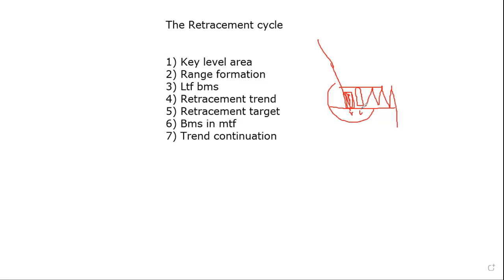Whenever a range is formed, the next thing you want to see is this. You want to go down to the lower time frame. So I'm talking about number 3, lower time frame break in market structure. You want to go down to the lower time frame and look for your break in the market structure. Remember, the market is coming down. We have our range from here to this point. You want to find a particular structure of A, B, and C in that range.